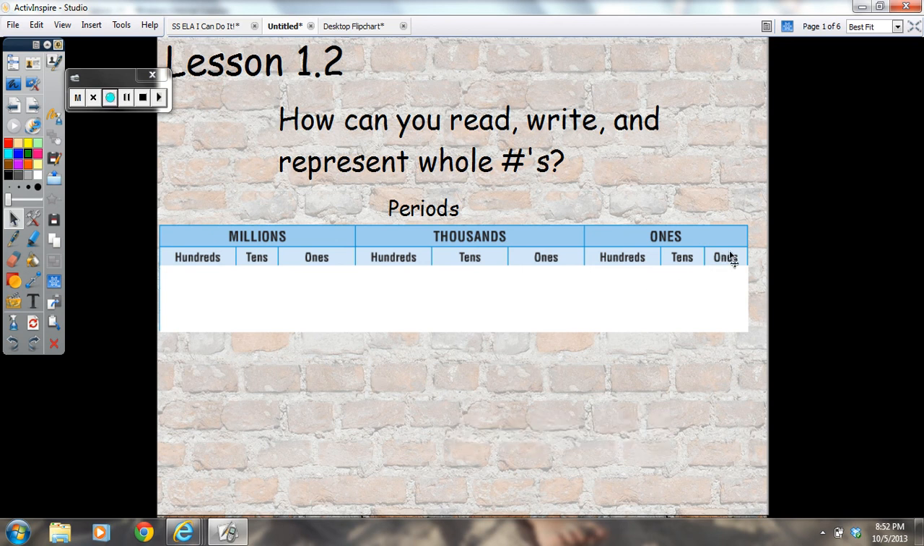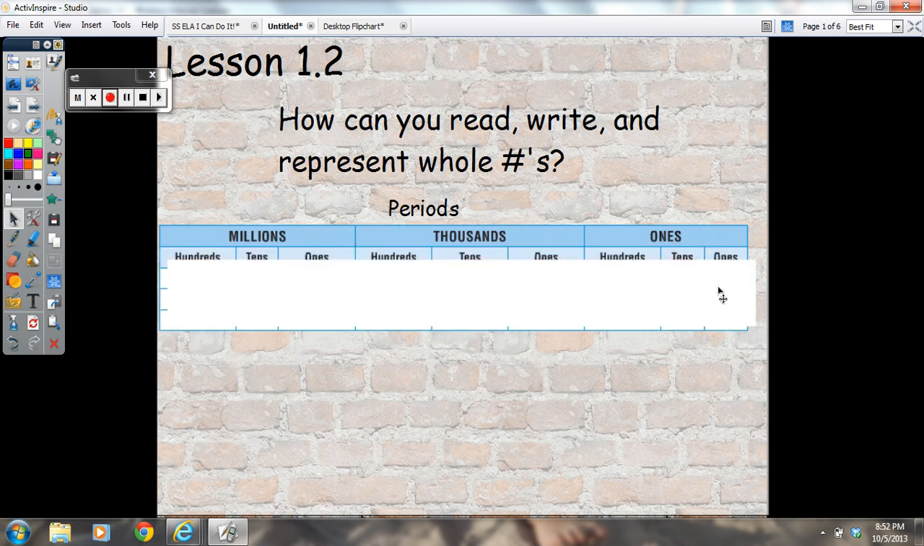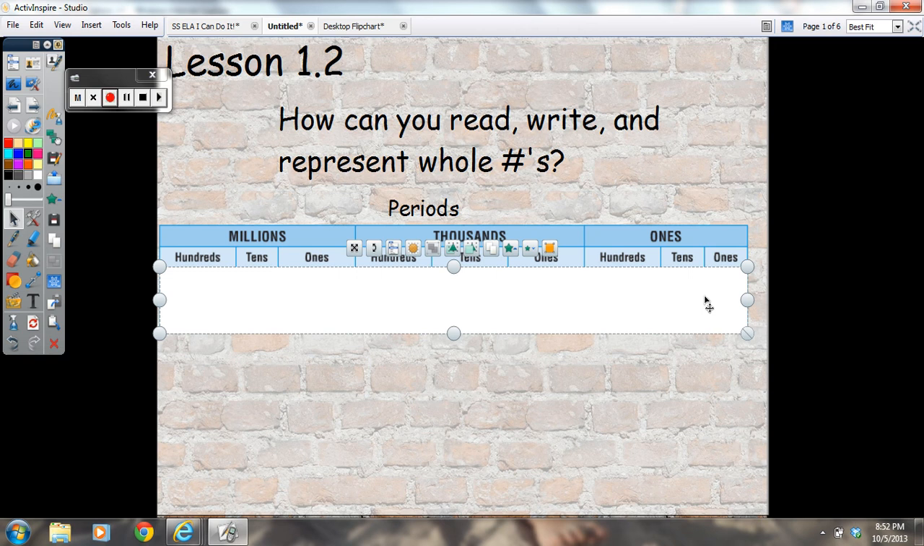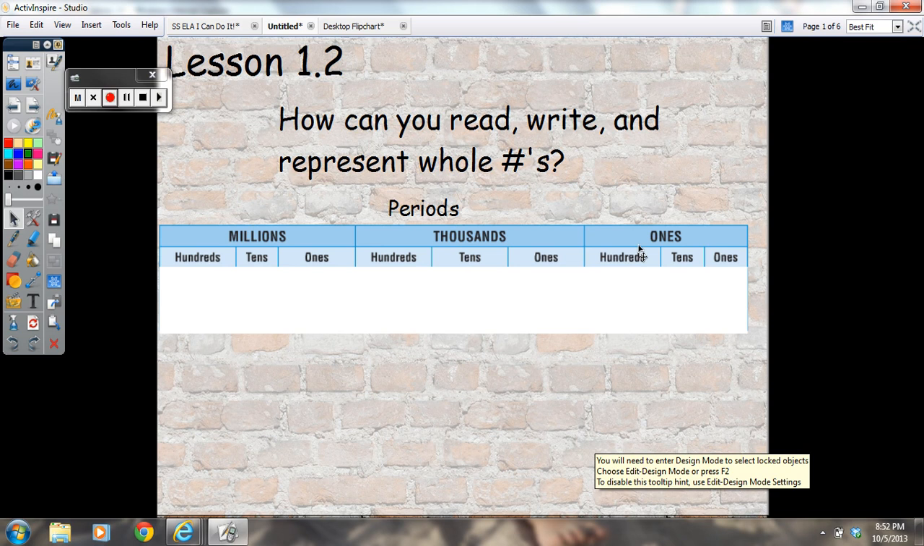Right? And what these periods show is the ones place in the ones period represents the ones place. So we have ones, and the tens in the ones period represents 10 wholes, and then the hundreds in the ones period represents the 100 wholes. All right, and now moving on to the thousands period, we have our 1,000s, our 10,000s place, and our 100,000s place. And now in our millions period, we have the 1 millions, the 10 millions, and the 100 millions.